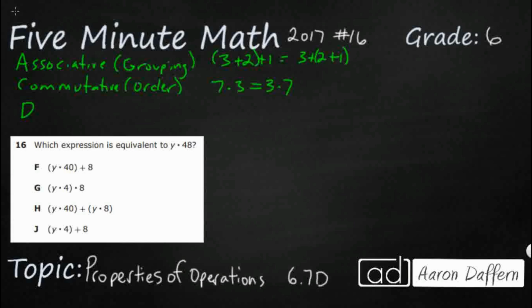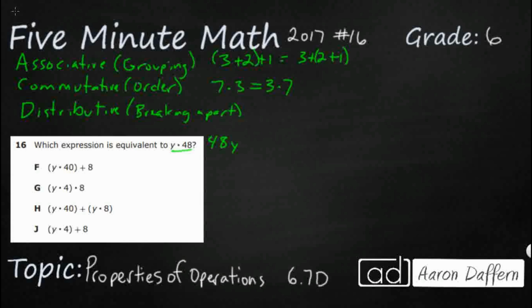And then finally we have the distributive property. That's what we're going to look at today. That is going to be our breaking apart, and we can actually find that in our problem. We need to find something that is equivalent to y times 48. If we wanted to use the commutative property, we can simply say 48y. You can flip the order there. But which of these is going to be equivalent?